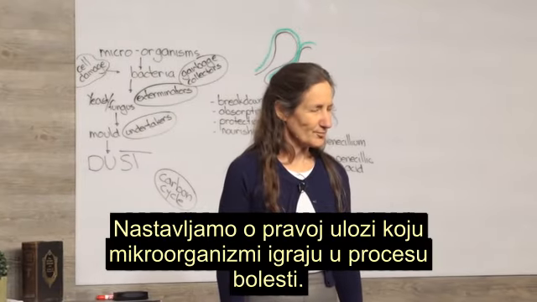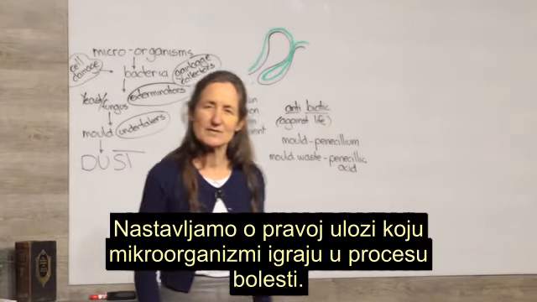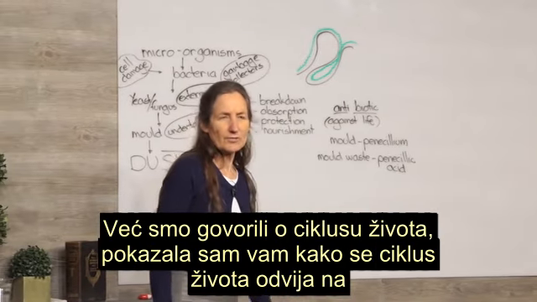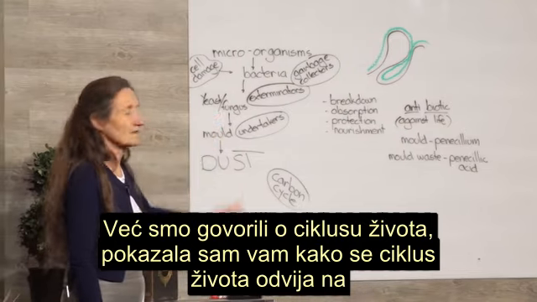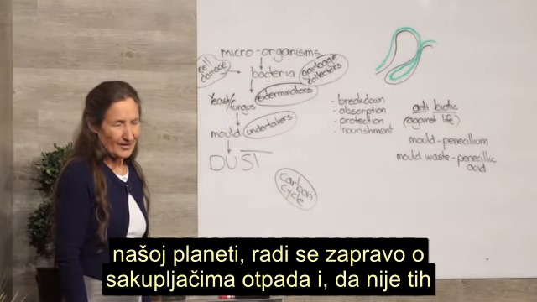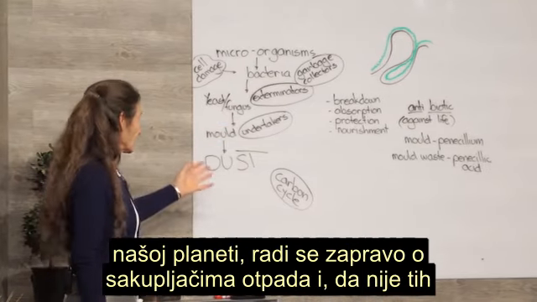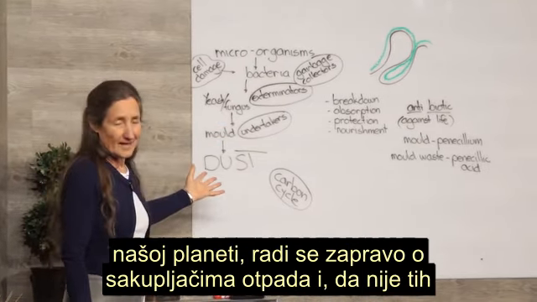Continuing on with the true role that microorganisms play in disease. We've already looked at the cycle of life. I've shown you how the cycle of life plays on the planet. It's actually the garbage collectors, and if it wasn't for these microbes, there'd be so much rubbish on the planet, you call it trash, we wouldn't be able to walk on the planet.